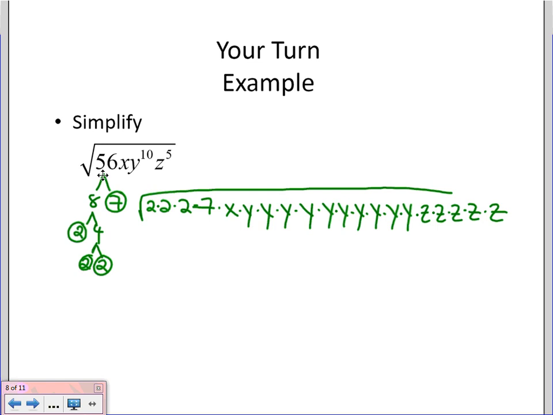Okay, so once you get them all listed, going to be a big line, you want to find your pairs. Here we go. Here's a pair, pair.